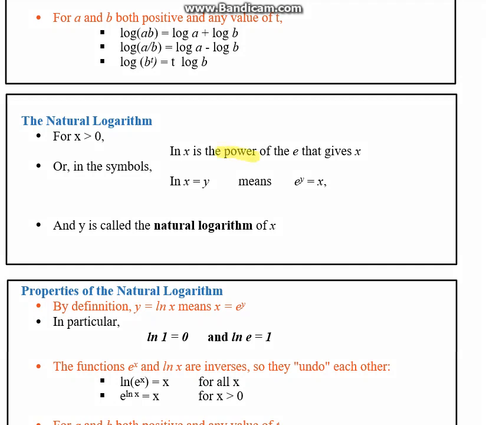Is going to be the power of e that gives x. Or in symbols, if natural log x is y, then that's going to mean that e to the y is going to equal x. Again, these are going to be inverses of each other, so if you keep that in mind, that'll be a lot easier. And also, y is called the natural logarithm of x.